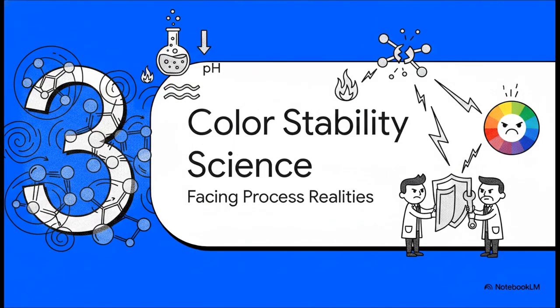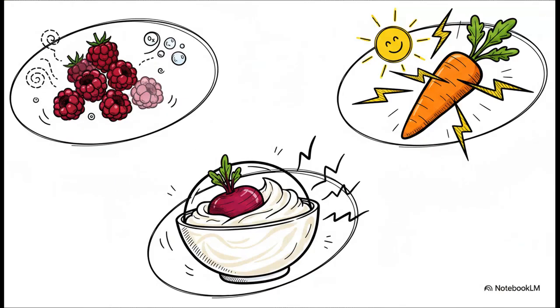Let's shift gears to Section 3, the science of color stability and how we face processing realities. Now that we've established our molecular palette, we have to confront the harsh realities of food processing. Let's detail some specific degradation pathways. Anthocyanins, while absolutely beautiful, are incredibly fragile. They are actively decolorized by ascorbic acid, oxygen, and sulfur dioxide.